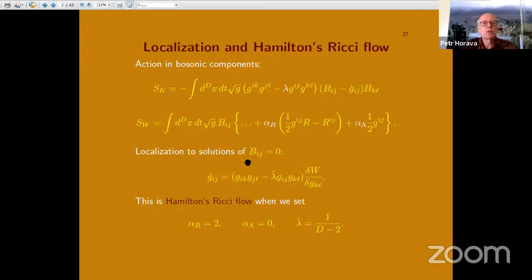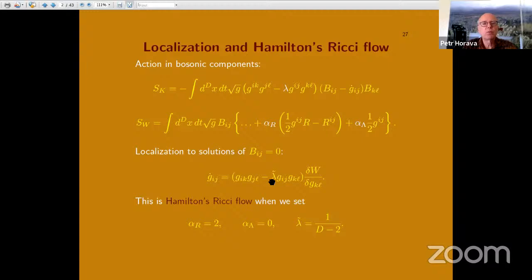So it localizes to solutions. So the path integral, because it was constructed so carefully to have the BRST supersymmetry, you can use the same standard arguments and find that the localization of the path integral, instead of to some instanton equations, will be now to the solutions of this equation. And this looks very much like a Ricci flow equation.